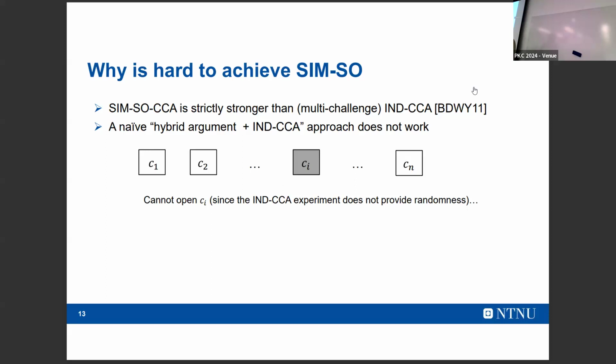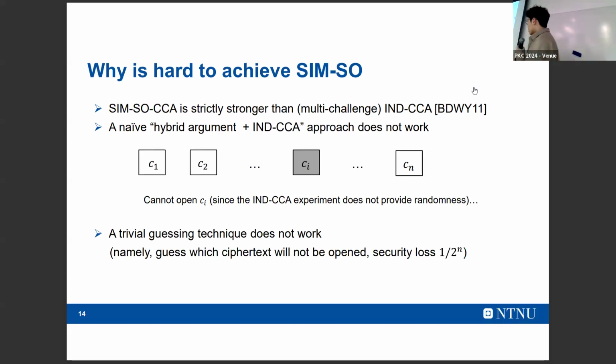But if we want to construct a reduction from the IND-CCA security, then we cannot respond with the randomness of c_i, because the IND-CCA security game does not provide any randomness. It just provides a message, but you do not know the randomness. So this naive approach does not work.